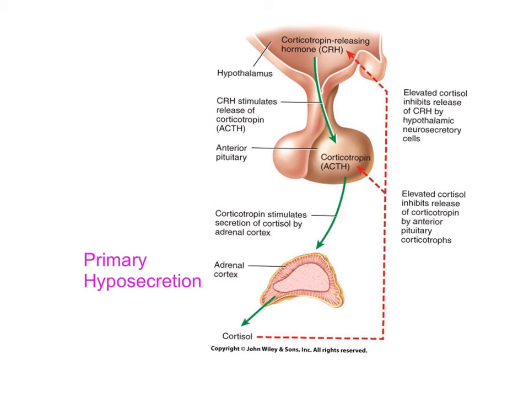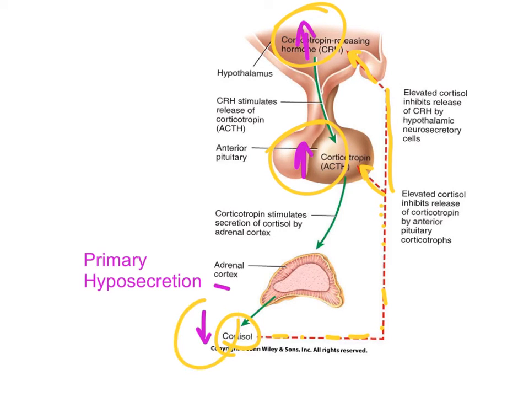Finally, let's take a look at primary hyposecretion. This is going to be at the level of the adrenal cortex, and we now know that we are going to have a decrease in the level of cortisol. Once again, looking at the negative feedback, because of this decrease in cortisol, there will be less negative feedback going back to the anterior pituitary, and less negative feedback going up to the level of CRH. Therefore, you should see an increase in CRH and an increase in ACTH due to the decreased negative feedback because of those low levels of cortisol. So overall, you are now going to see an increase in CRH, an increase in ACTH, and a decrease in cortisol.